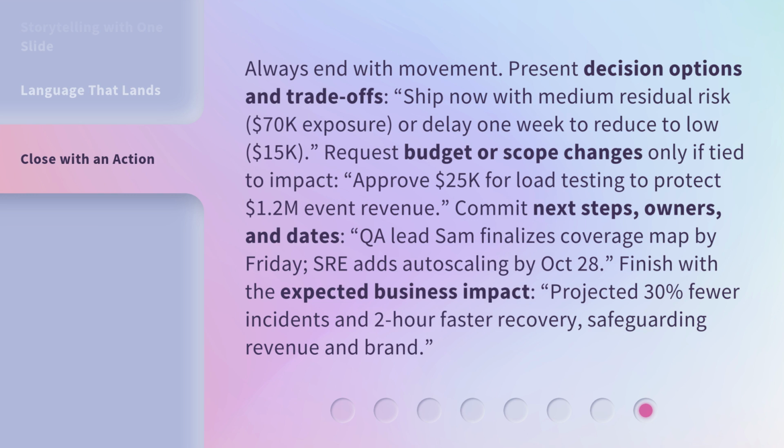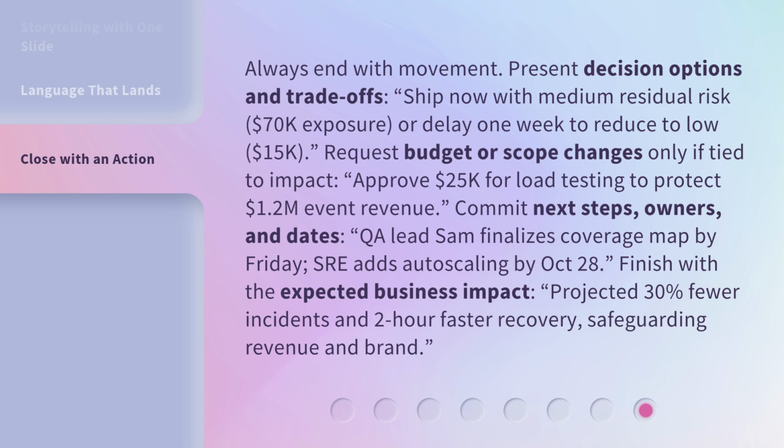Always end with movement. Present decision options and trade-offs. Ship now with medium residual risk, $70,000 exposure, or delay 1 week to reduce to low, $15,000. Request budget or scope changes only if tied to impact. Approve $25,000 for load testing to protect $1.2 million event revenue.